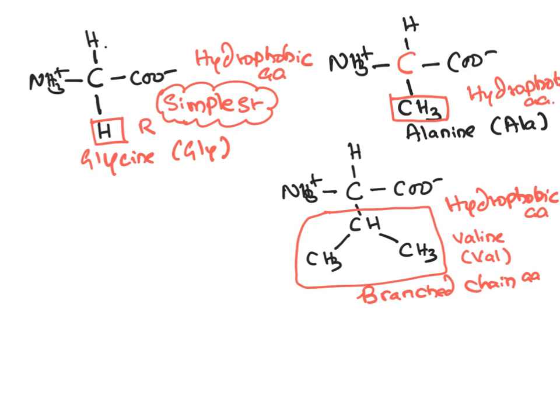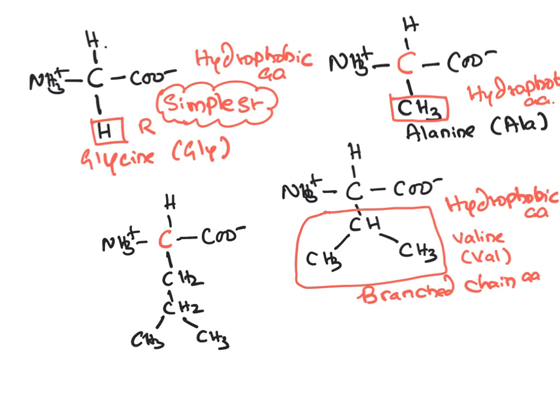So again, leucine, like any other amino acid, has an alpha carbon in the center, COO minus, NH3 plus, and H. Now look at the side chain of leucine. So we are talking about leucine now. We have done with valine. Leucine has CH2, and then you see the branch, CH3 and CH3.